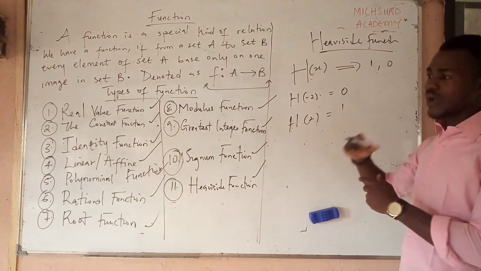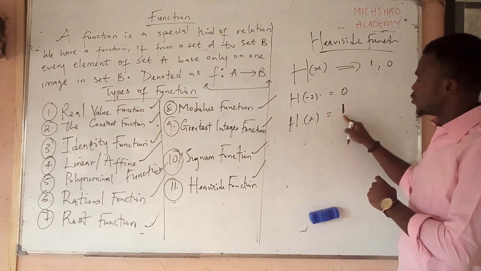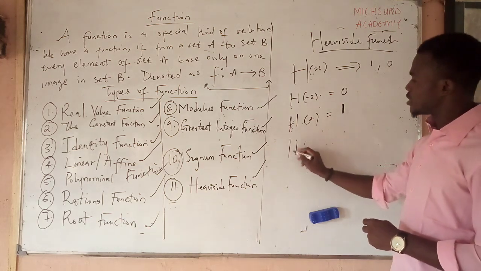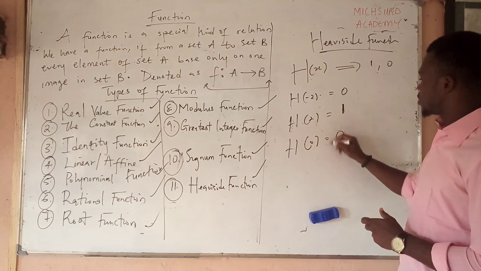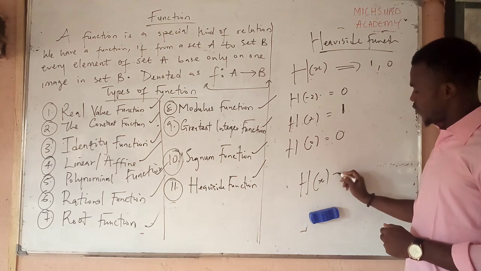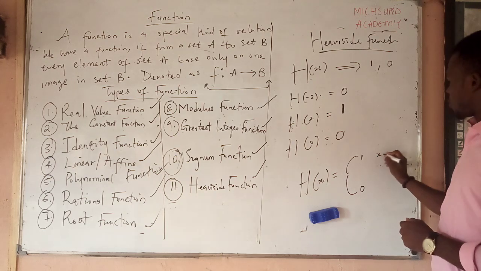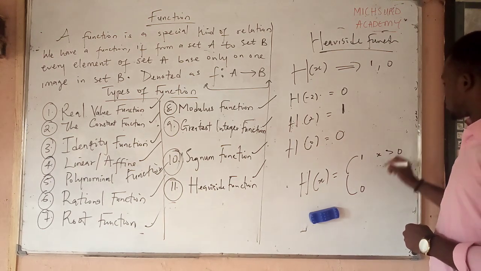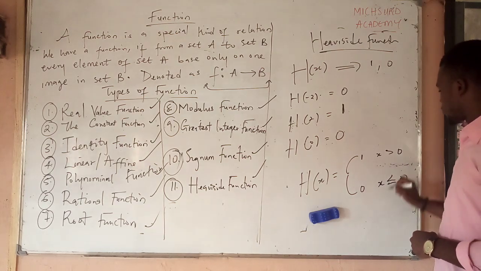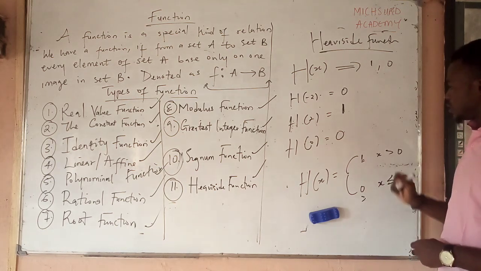the Heaviside of 2 will be 1. Once the value is greater than 0, the output will be 1. So that is for the Heaviside function. If it is the Heaviside of 0, of course, our answer will be 0. So the Heaviside function takes 1 and 0. It will be 1 if x is greater than 0, or it will be 0 if x is less than or equal to 0. So it gives us these outputs for the corresponding value of x.